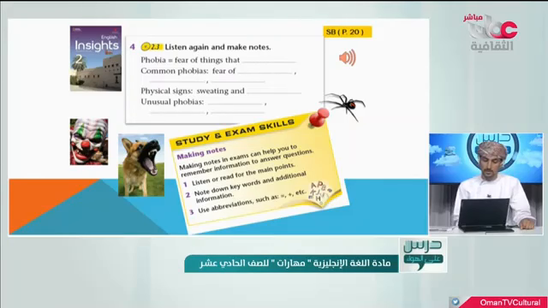Making notes. How to make notes? Making notes in exams, okay, can help you to remember information to answer questions. So, it is very important to write notes, dear students. Why? Because when you listen, because this is very important to remember the answers, okay?